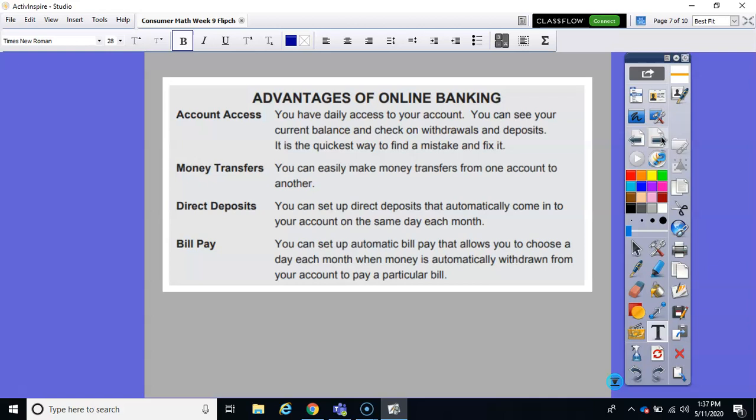You can also set up automatic bill pays, but just make sure that you're always writing them down in your transaction register so that you know that they came out of your account. So that just helps from having to write out a check, mail it into the place. It's just a quick, easy way to handle your bills. Just make sure you keep track of it.